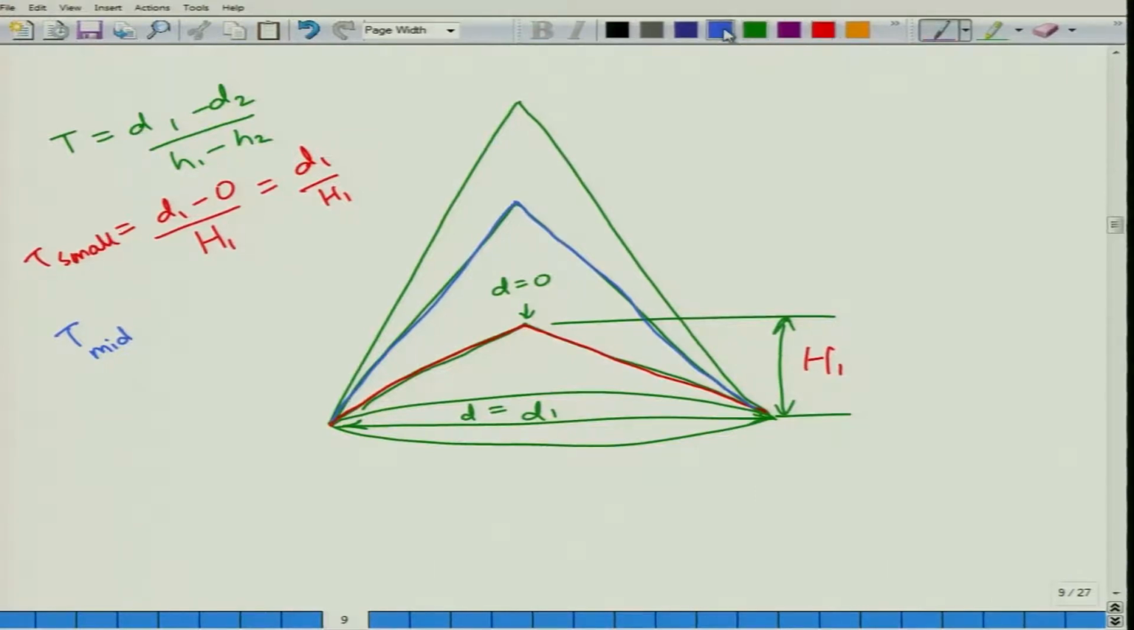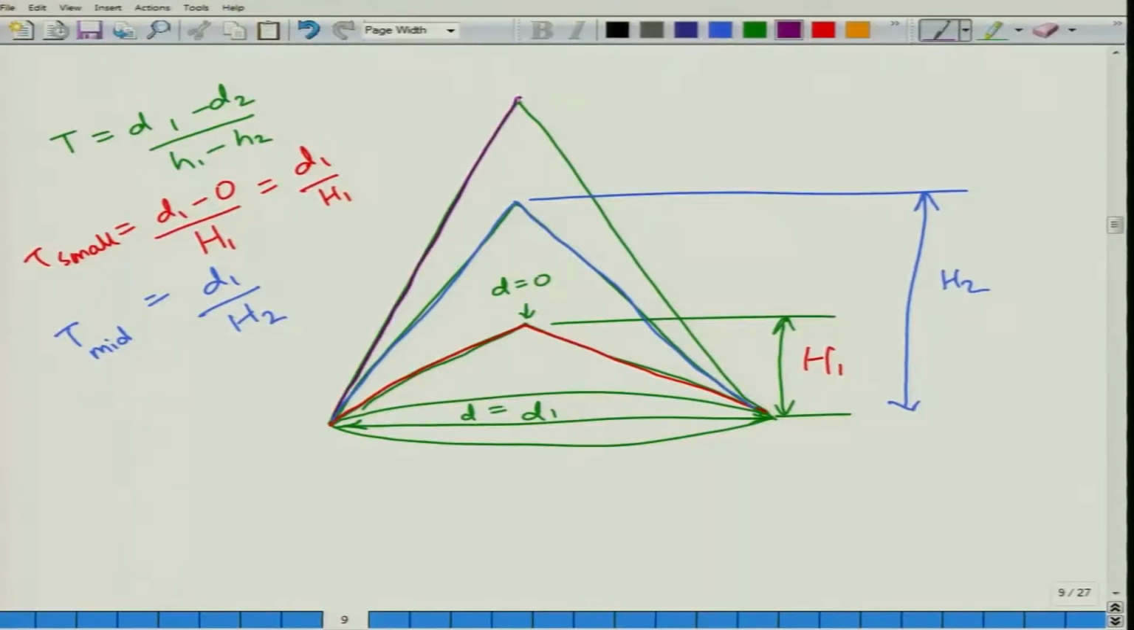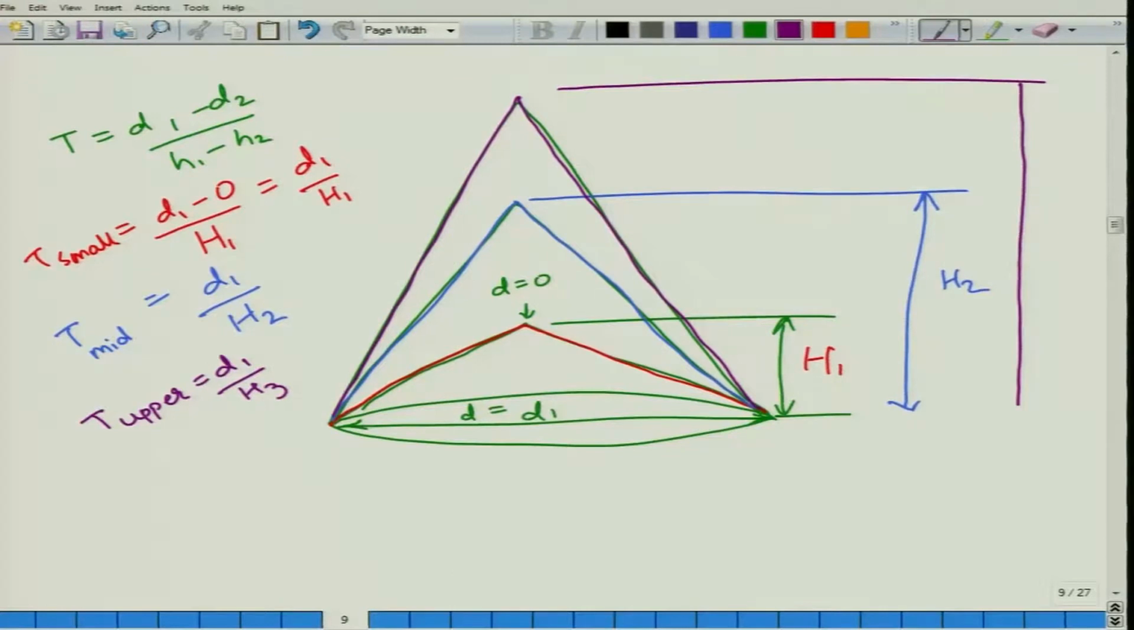So, in the case of the middle cone, similarly we have taper is equal to d1 upon h2, where h2 is the height of the middle cone, and similarly in the case of the uppermost cone, we have T upper is equal to d1 upon h3, where h3 is this height.